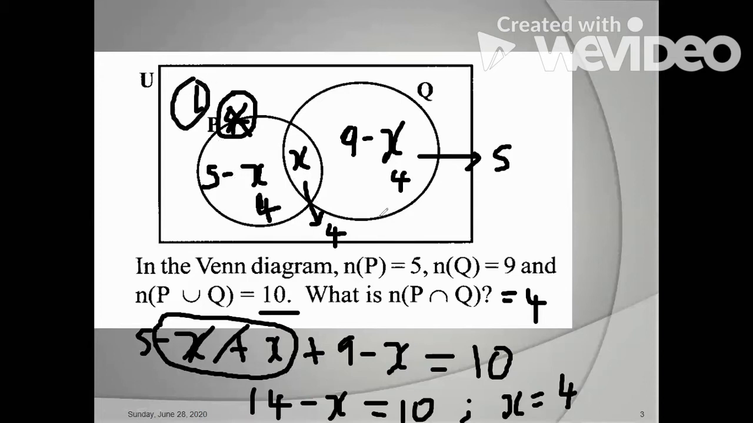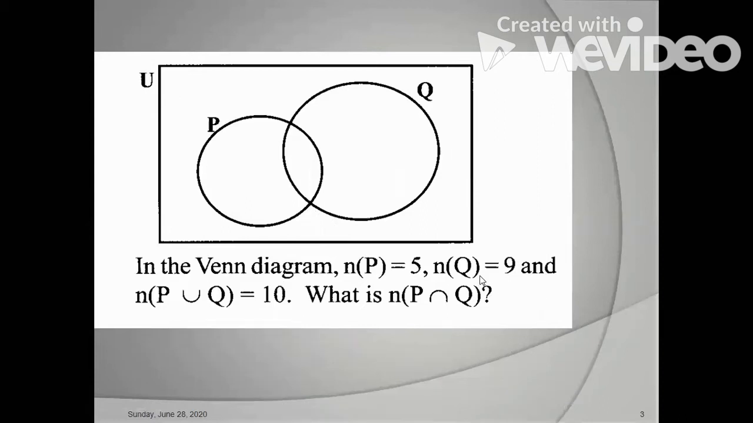X is 4. 4 subtract 9 is 5. So if I were to add up everything, you're supposed to get back to 10. And that's one way for you to check to see if your answer is correct. So 5 plus 4 plus 1 is actually 10. Alright, so moving on to the next slide, or the next question.